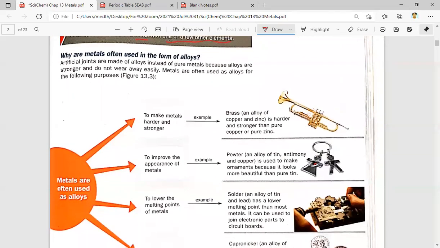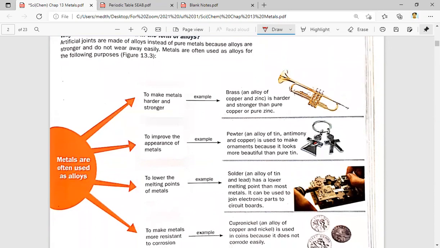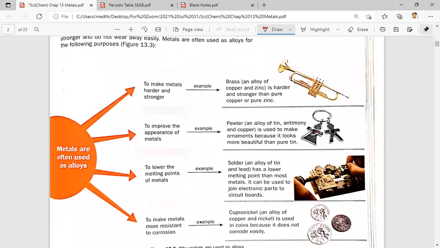So metals are often used in the form of alloy. There are actually four positive reasons why metals are used in the form of alloy. Why do you want to mix pure metals with other elements to form an alloy? First, by making it an alloy, you make the metal harder and stronger.